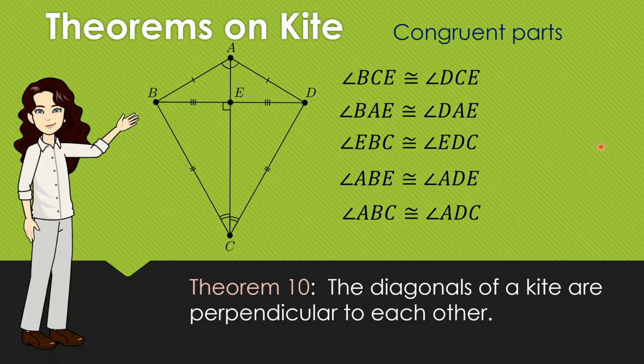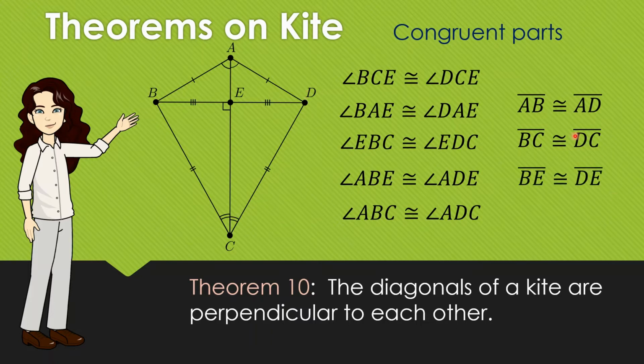Okay, another congruent part is segment AB, which is congruent to segment AD. Okay, that is the segment. Then, segment BC is congruent to segment DC. And because of the marking also, segment BE is congruent to segment DE. So, those are the congruent parts of the kite.